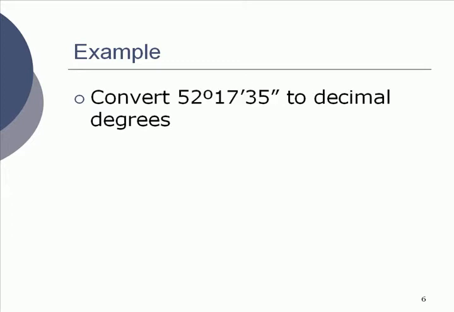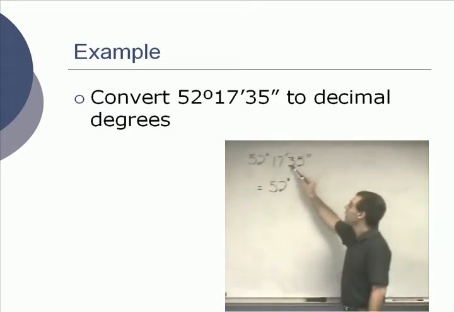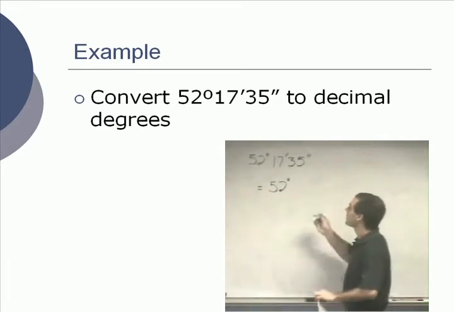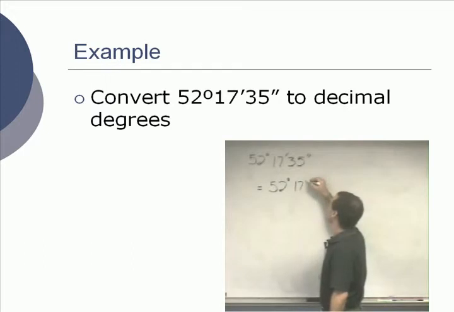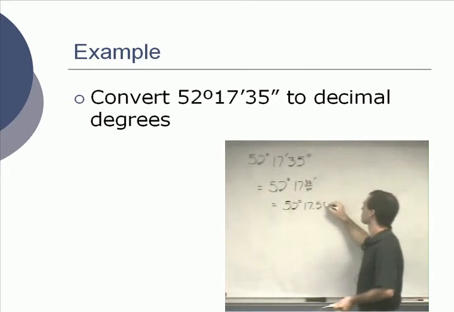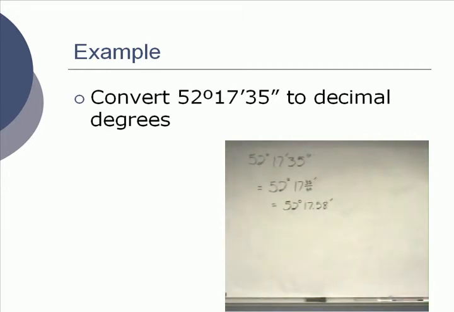Let's convert 52 degrees, 17 minutes, 35 seconds into a decimal. Okay, well, the first thing we'll do is we'll get rid of the seconds. So how do you take these 35 seconds and roll them into a decimal part of a minute? Right, this is the same as saying 52 degrees and 17 and 35 sixtieths of a minute, which is the same as 52 degrees, 17.58 minutes. Okay, so we've lost the seconds.